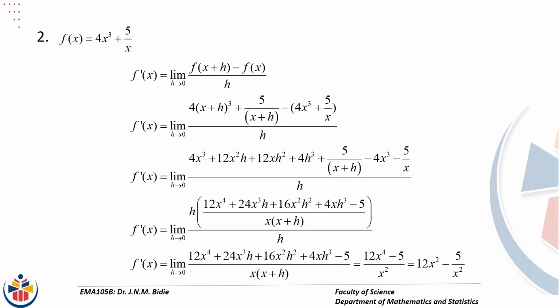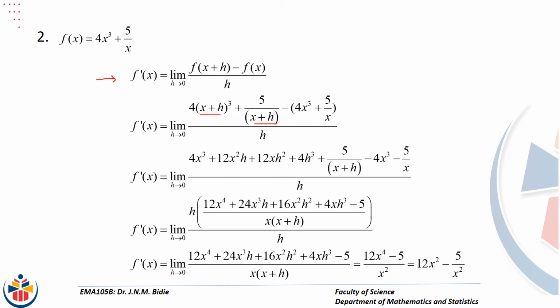Here's example 2, where f of x is equal to 4x cubed plus 5 over x. Once again, you write the formula for f prime of x from first principles, and then the next step, wherever there is x in f of x, we substitute x plus h.